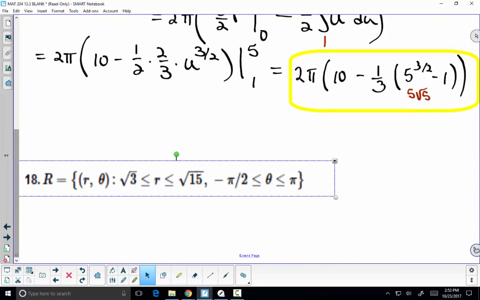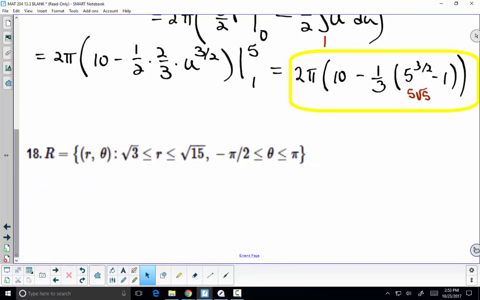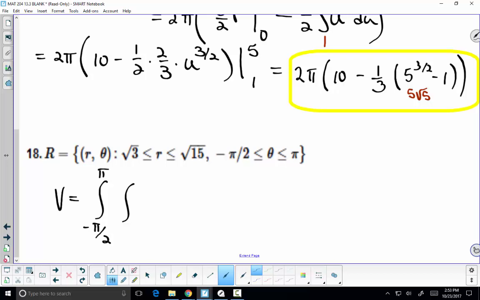Okay, number 1. This is the same problem. They said just use a different domain. Let's set this one up. So our volume will be the double integral. And theta is on the outside, so minus pi over 2 to pi. Then on the inside, root 3 to root 15. And then we have the same exact integrand.